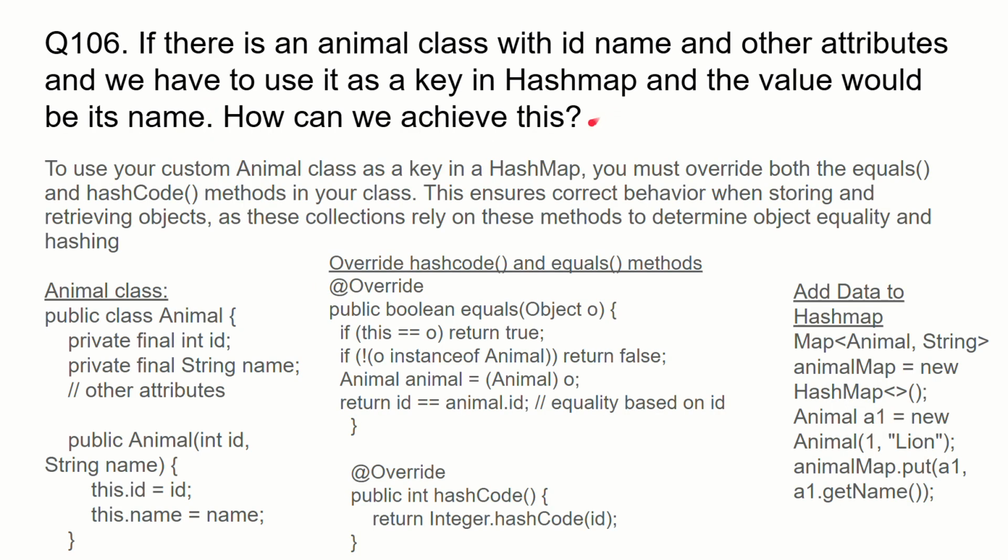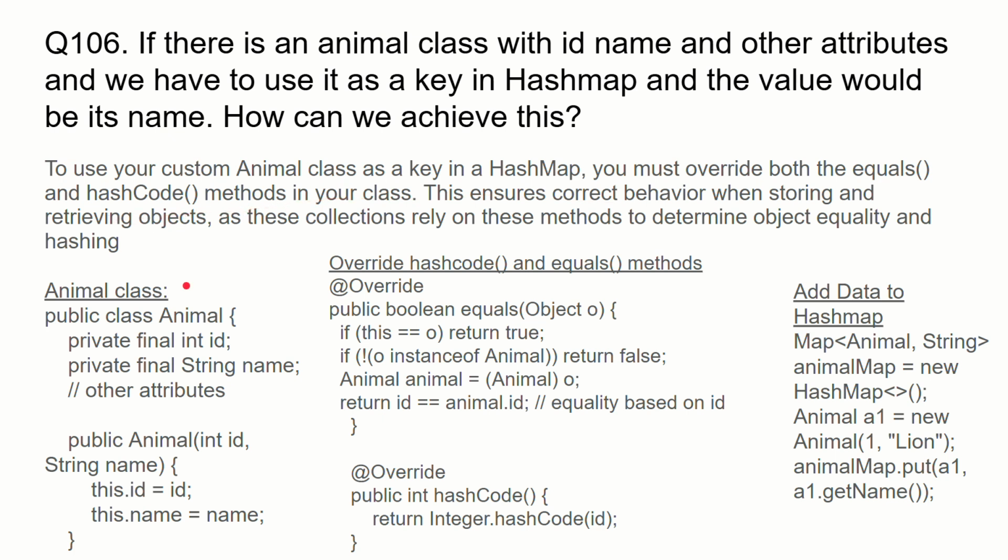Okay, this is again a very important practical question. This can be asked in interviews for experienced candidates, like those with 3 to 4 years of experience. If there is an animal class, our own custom class with id, name, and other attributes, and we have to use this class as a key in a HashMap, and the value would be its name, how can we achieve this? To use our own custom class as a key in a HashMap, we must override both the equals and hashcode methods in our class. This ensures correct behavior when storing or retrieving the object.